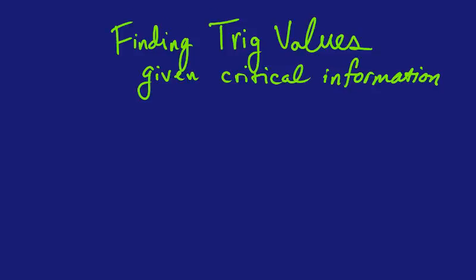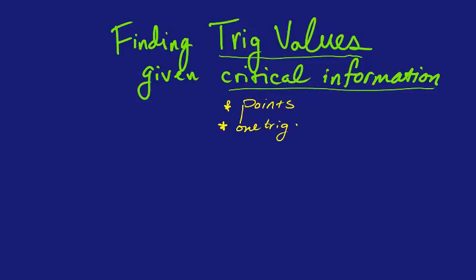So this video is going to be about how you find trig values when you're given critical information. Critical information in this video is going to be things like points in the coordinate plane, or you might be given one trig ratio and also the quadrant, and then you have to find all the other six. So really it's going to be dealing with finding trig values in the coordinate plane when you're given critical information. Hopefully this is helpful. We'll see how it goes.